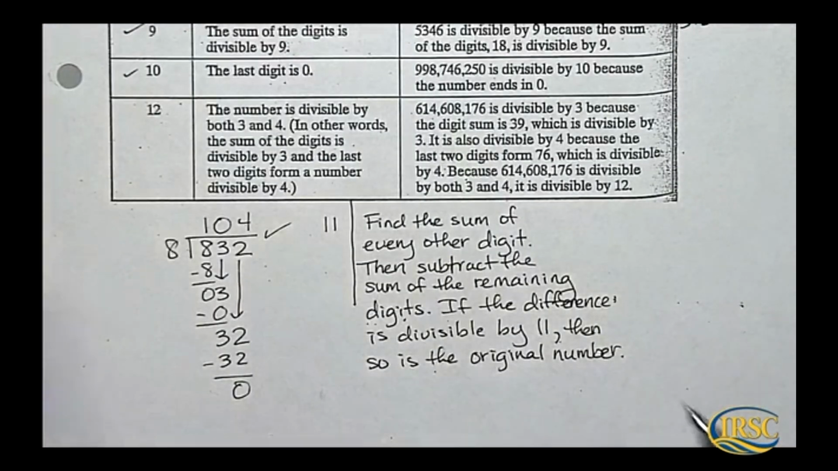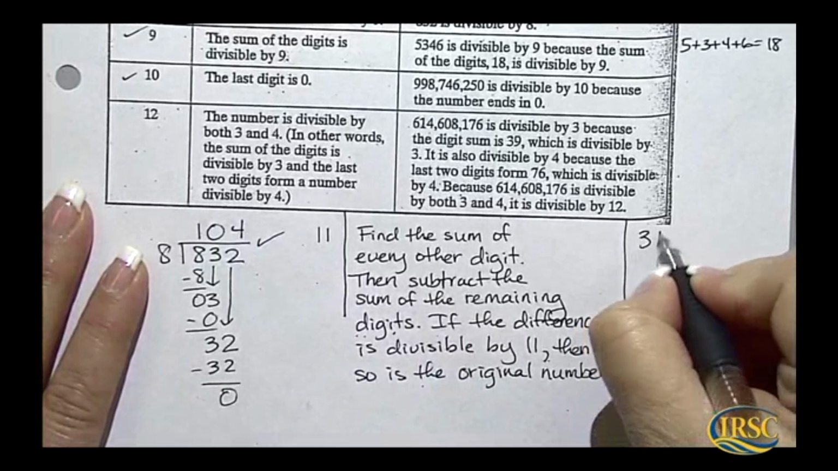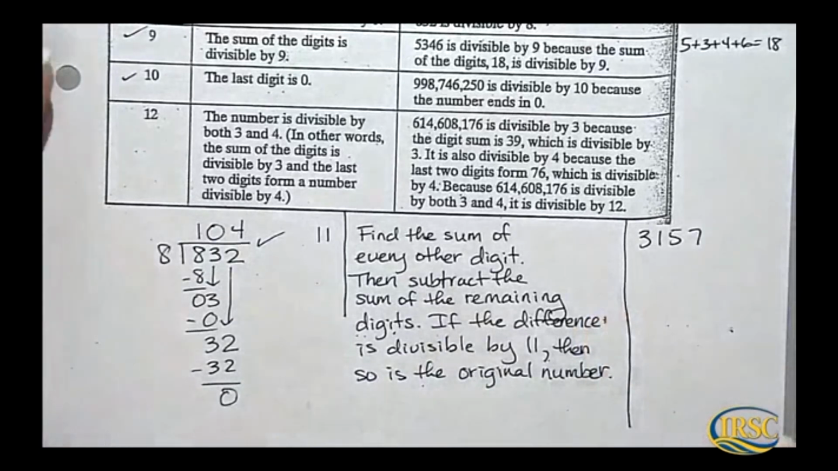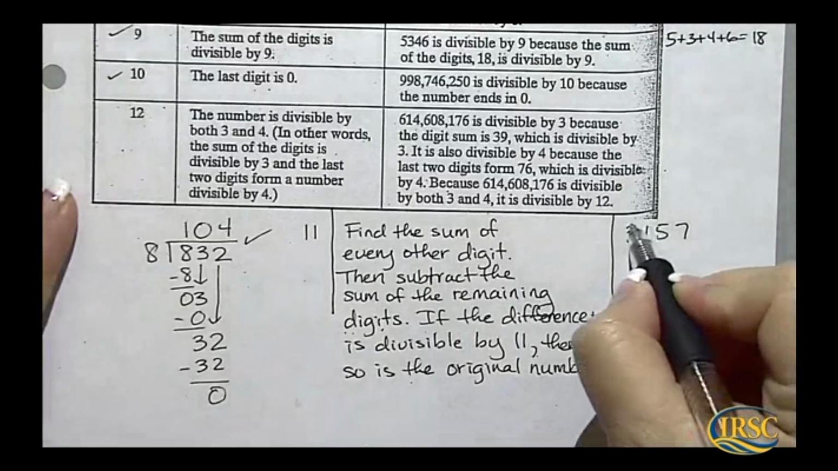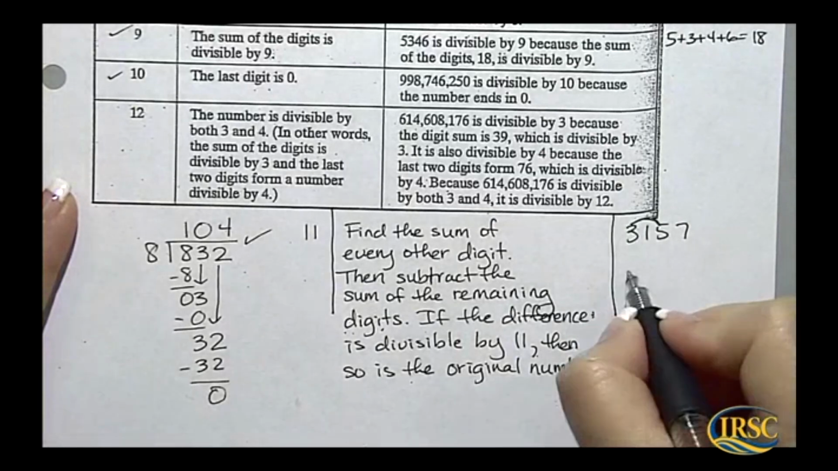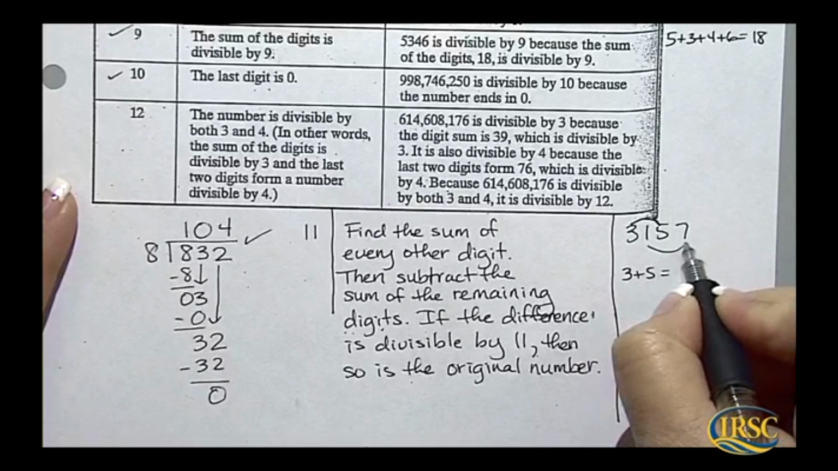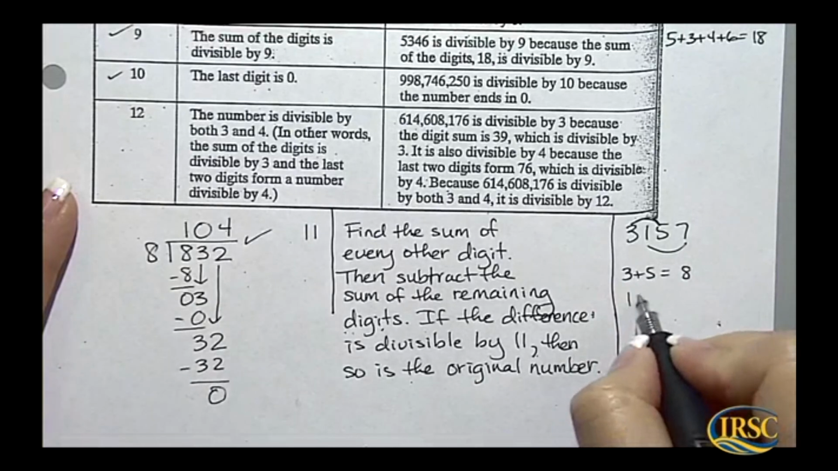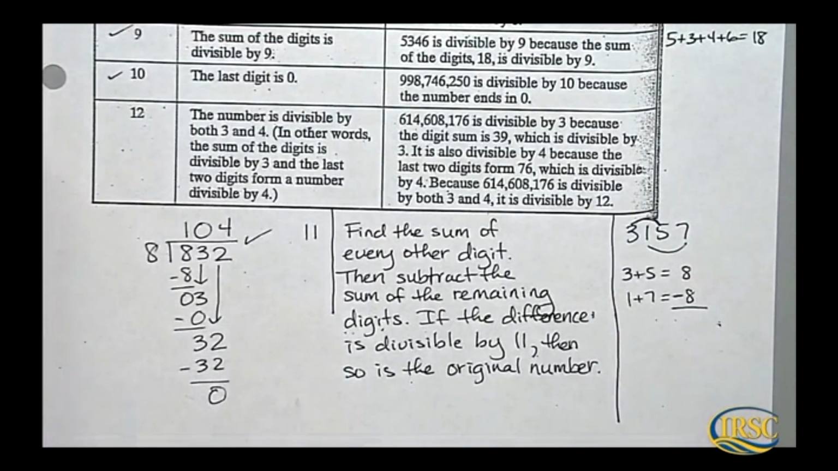Okay, so let's take a look at the number 3157. So you're going to first find the sum of every other digit. So the 3 and the 5. So 3 plus 5 is 8. Then find the sum of the remaining digits. So 1 plus 7 is 8. And subtract those two amounts. 8 minus 8 is 0.